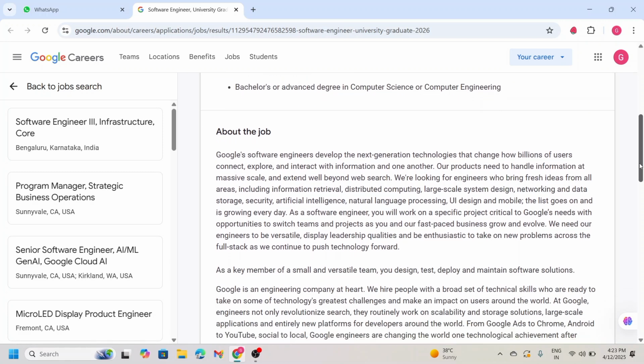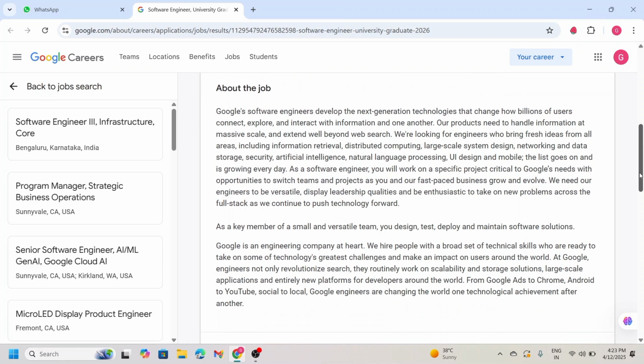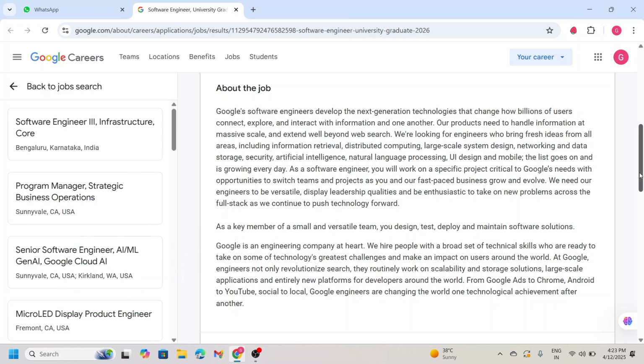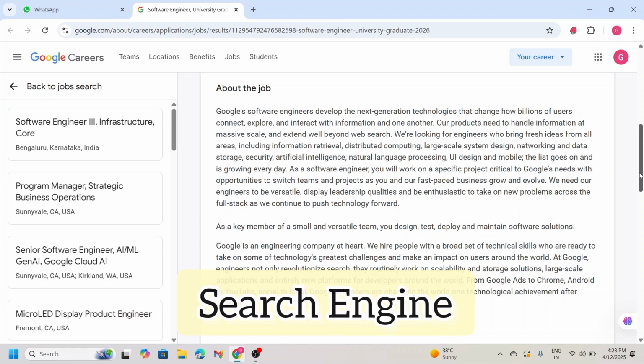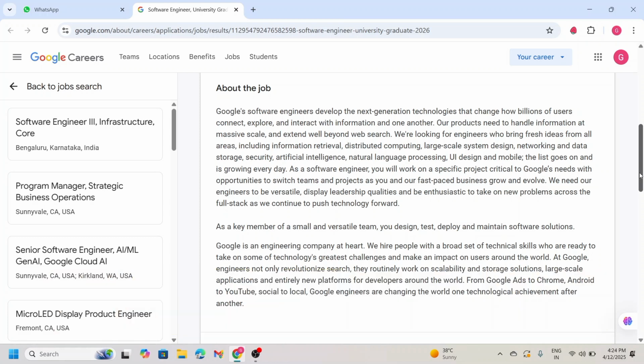In this role, you will be working on meaningful projects, not just basic tasks, okay? You will get to design, test, and deploy software with a small skilled team. You will be involved in advanced tech like AI, search engine, natural language processing, and large-scale systems. So, if you are someone who enjoys building things, solving technical problems, and wants to be a part of a company that is constantly innovating, then this is a great opportunity.